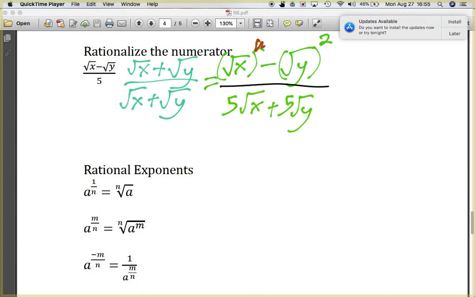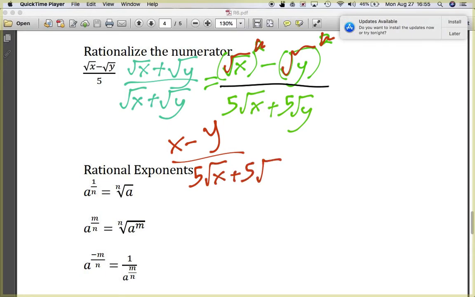Anyways, squares and square roots cancel, right? So I end up with x minus y on top, and then 5 radical x plus 5 radical y on bottom. Okay? This is the only time, once again, when it says rationalize the numerator, that I can leave a radical on bottom.